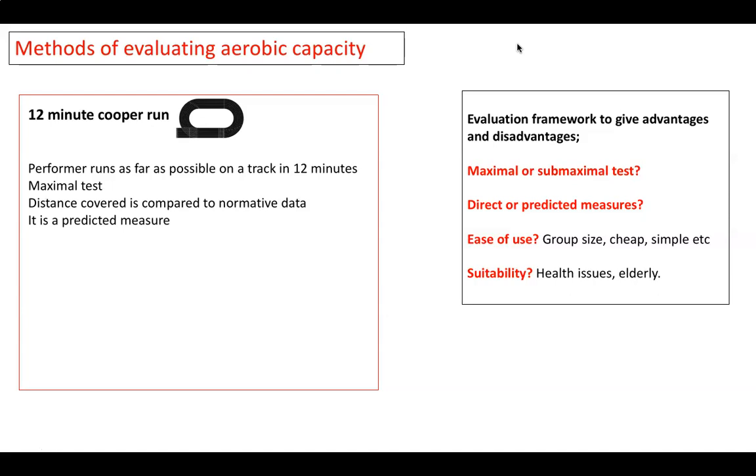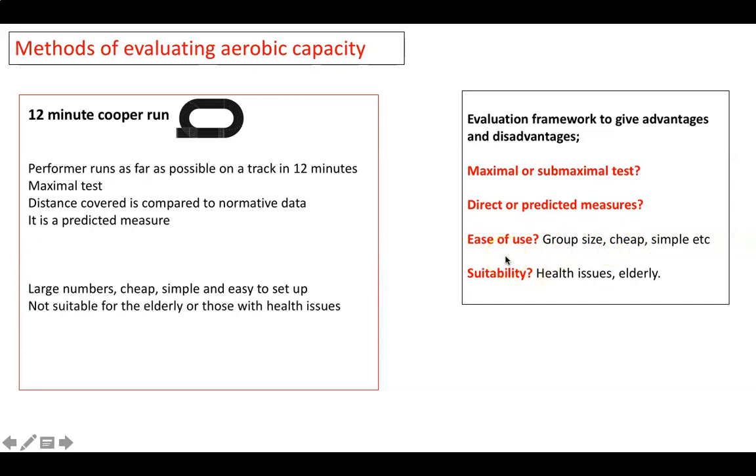And this is a prediction, okay? This is a prediction of our VO2 max. This is not a direct measure. So maximal or submaximal: maximal. Direct or predicted: predicted. Ease of use, this is easy to use. You can do large numbers, it's cheap to set up and it's simple and easy to set up. Suitability, it is not suitable for the elderly or those with health issues, mainly because it is a maximal test. We are going until exhaustion, which we can't really have the elderly or people with health issues doing.